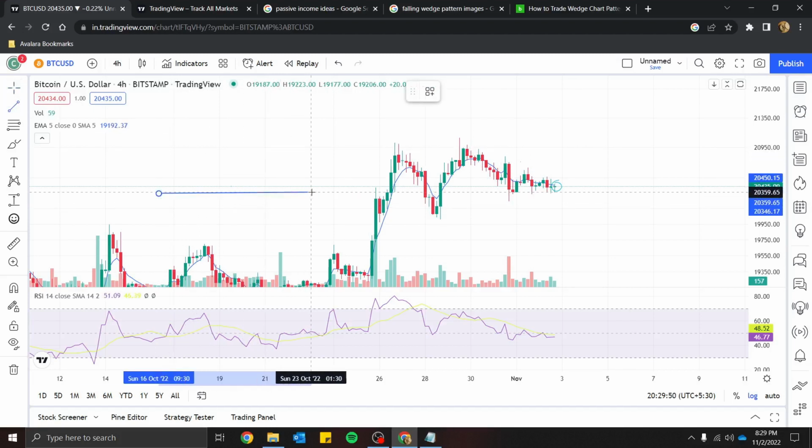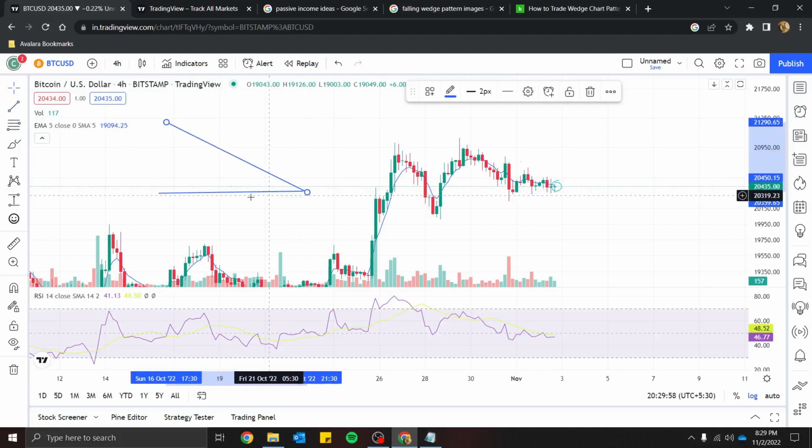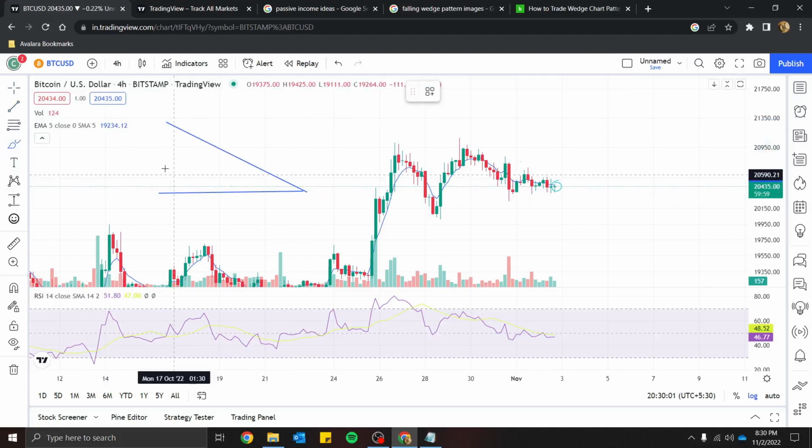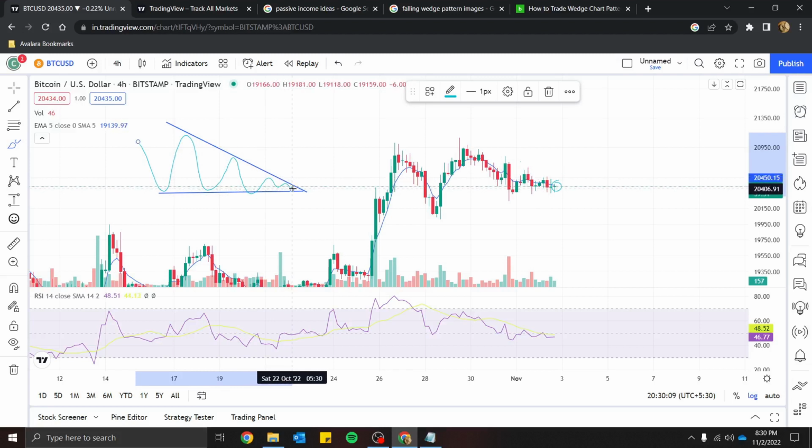Okay, so this is the lower side of the triangle, this is the wedge. Now suppose we see the consolidation in this manner. Can you guess where this pattern is going to break, based on the previous logic? You can comment down your answers, whether it will break in the upside or downside direction, along with the timestamp, or simply comment up or down, that will be fine.